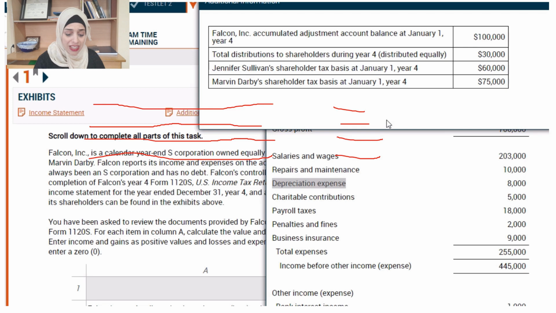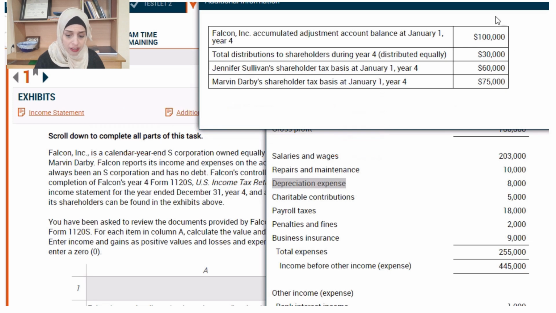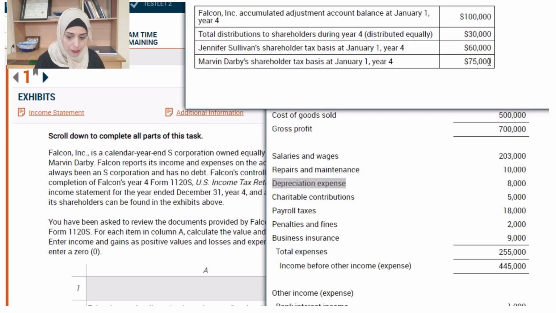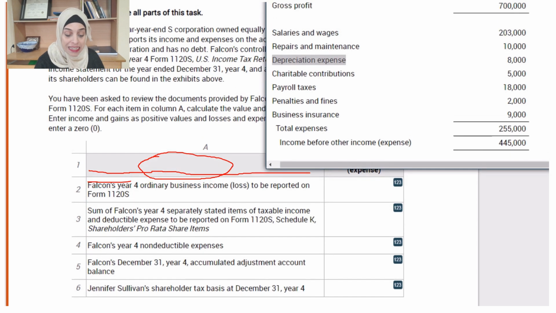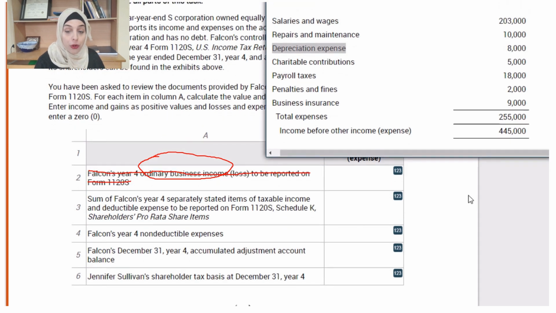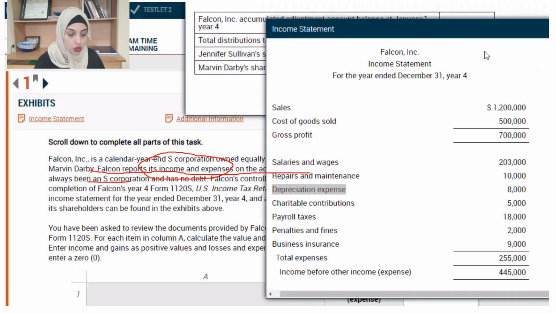So let's see the first item they're asking us to do here. The first item they're asking about is Falcon's year 4 ordinary business income to be reported on Form 1120S. So they want us to figure out the amount of Falcon's year 4 ordinary business income or loss to be reported on Form 1120S.